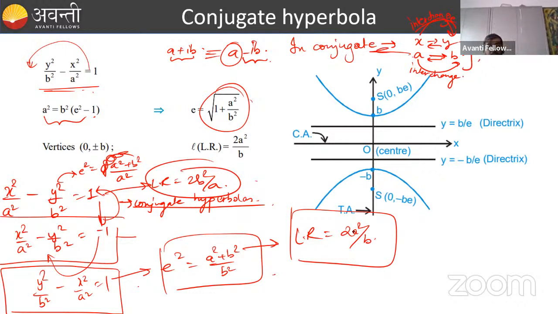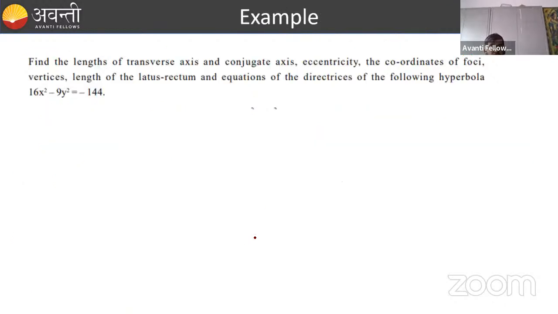So that is why here a was changed to b and b was changed to a. Here also you can see a was changed to b, b was changed to a, and again a was changed to b. So you get exactly the same thing. Now let's solve a question.